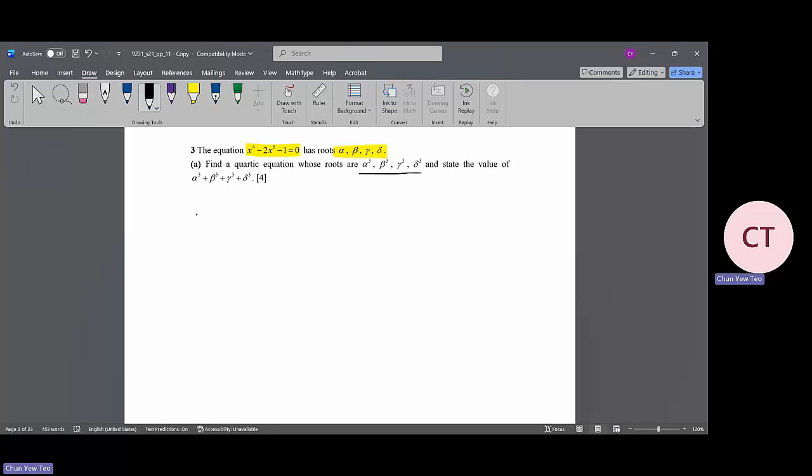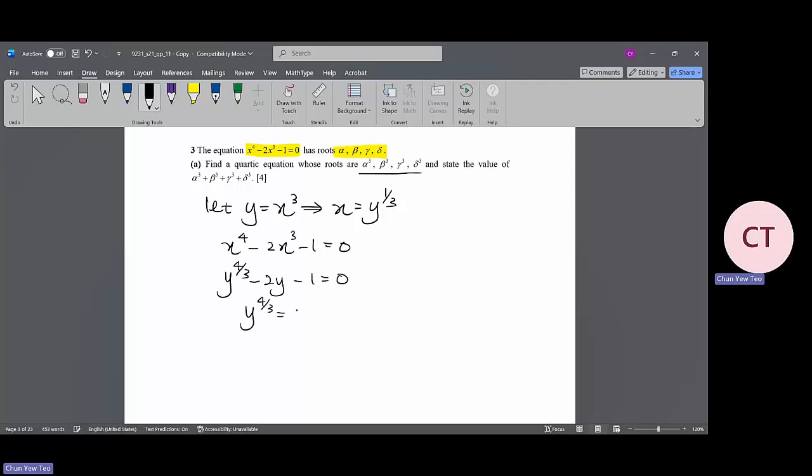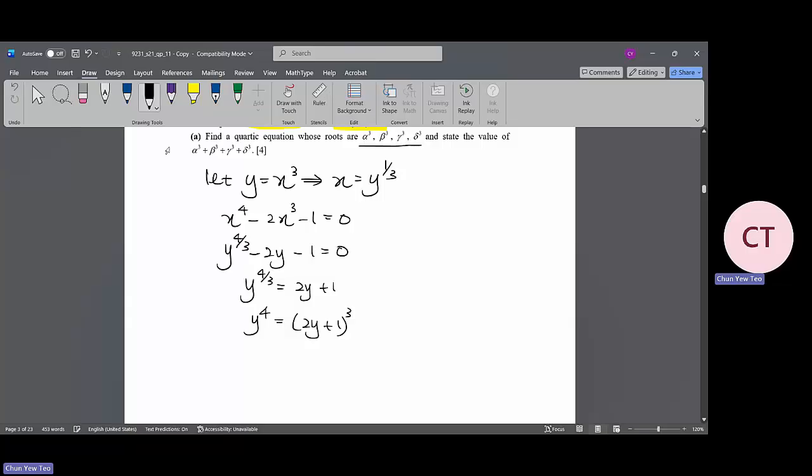Okay, so over here, we will let y be equal to x cubed. That means x will be equal to y to the power of 1 over 3. So x to the power 4 minus 2x cubed minus 1 equal to 0 becomes y to the power 4 over 3 minus 2y minus 1 equal to 0. So you get y to the power 4 over 3 is equal to 2y plus 1. And you cube both sides, and you get this. Expand.